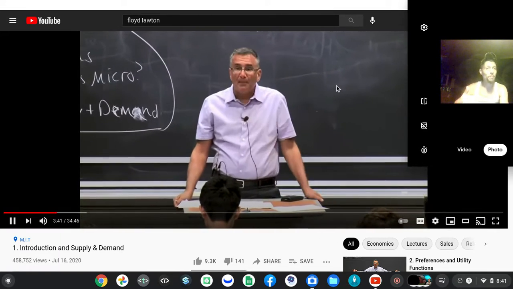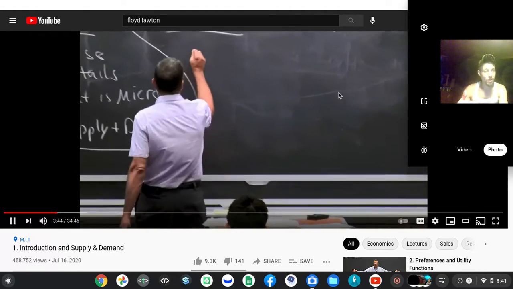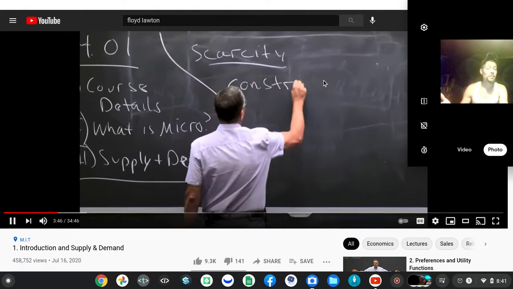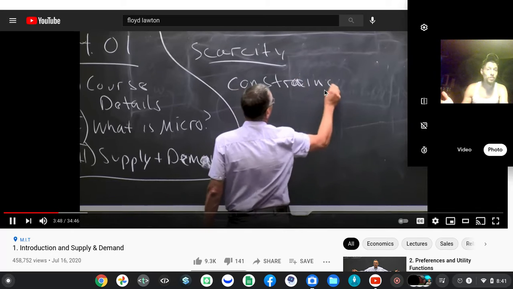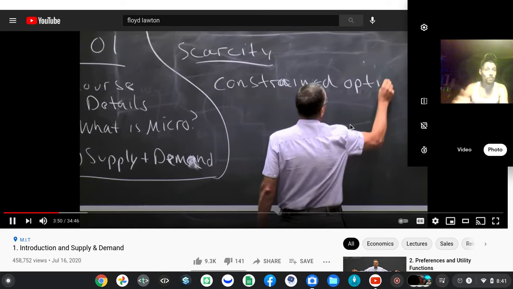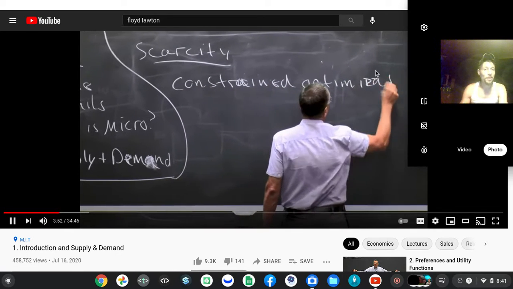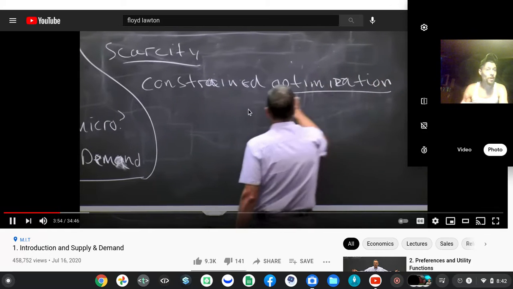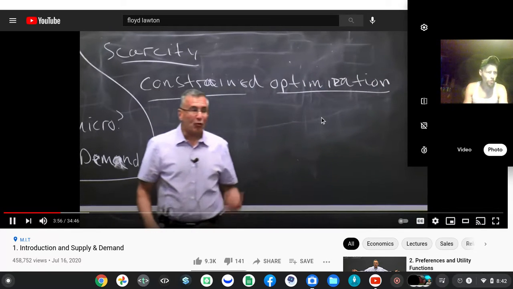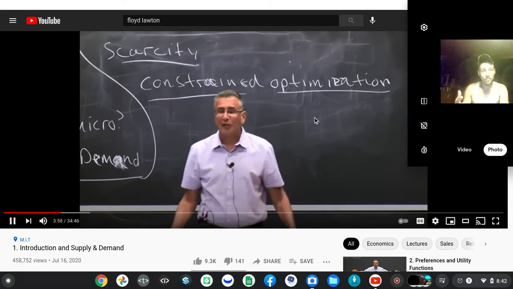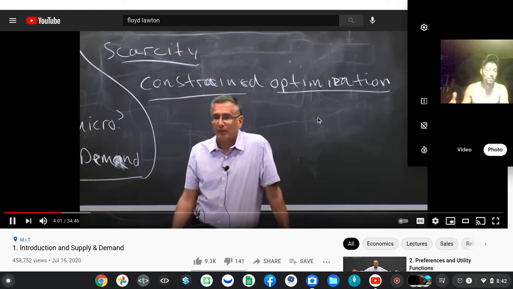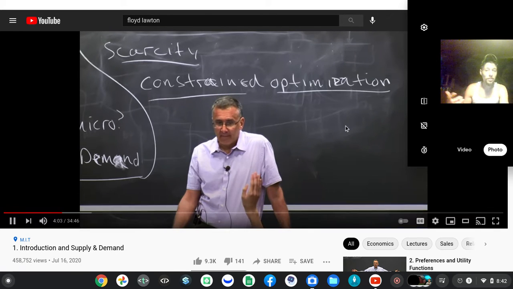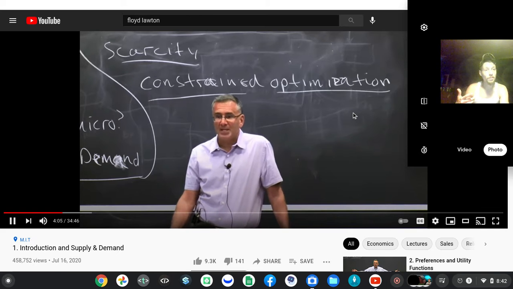Basically, microeconomics is about constrained optimization exercises. Economic agents, firms or individuals, try to make themselves as well off as possible given their constraints. That's the standard model.